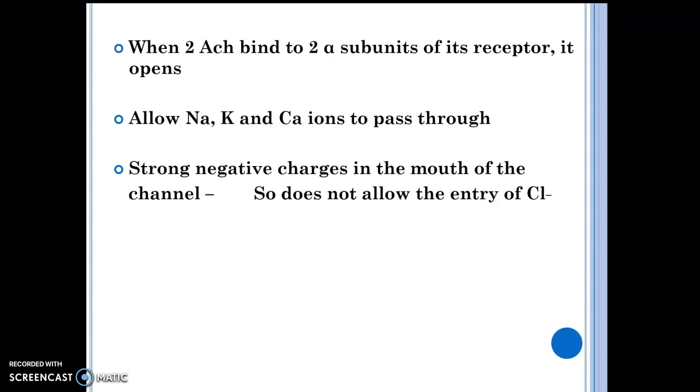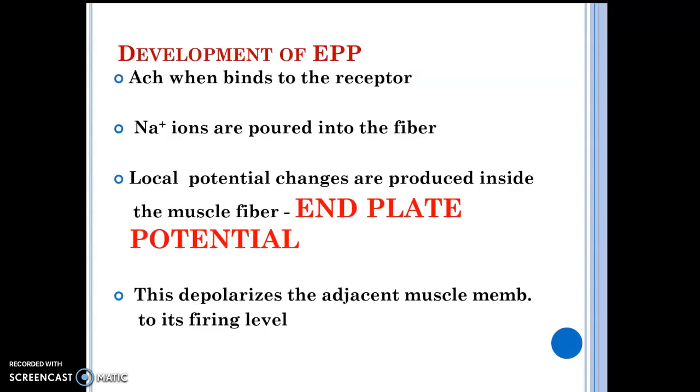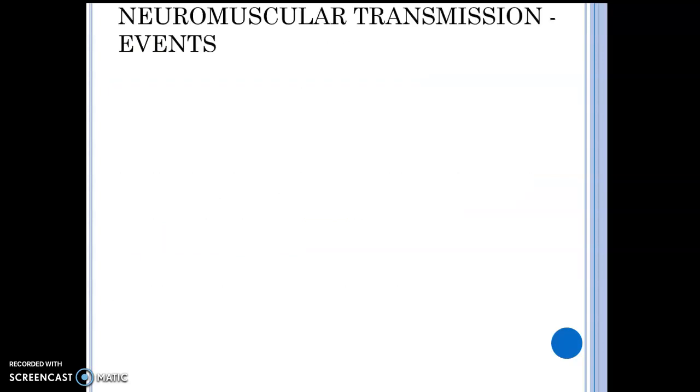This acetylcholine binds with its receptor and the receptor will open, allowing the entry of sodium, potassium, calcium, that is, cations will enter through this receptor. Because of this negative charge, it will not allow negatively charged ions. So the entry of these positive ions will cause the development of end plate potential. The local potential changes produced inside the muscle fiber are called the end plate potential. This depolarizes the adjacent muscle membrane to its firing level and action potential will be produced.